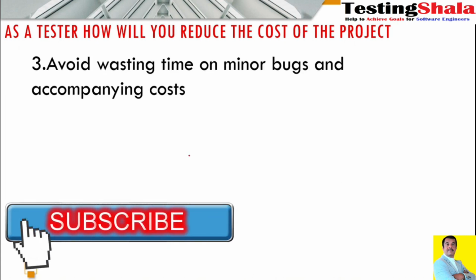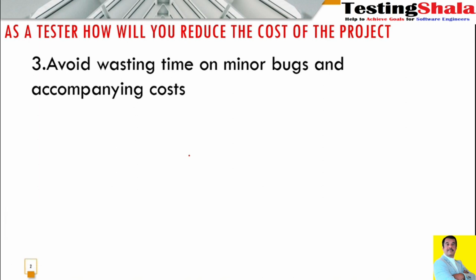Third important aspect in reducing the overall cost of the project is that we want to avoid wasting our time focusing only on minor bugs and the associated cost. For the minor bugs we find, the cost of fixing is also very high. Minor bugs don't add much value to the overall project. We don't want to spend too much time identifying only minor bugs while the developer keeps fixing them. That is not our ultimate goal. Our ultimate goal is to find major bugs and critical bugs.